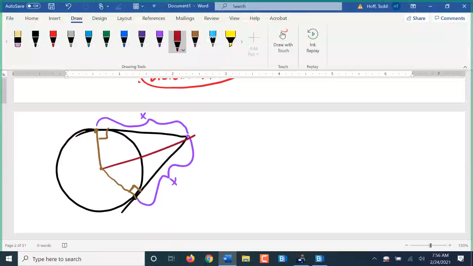If I cut it like this, I basically have the isosceles triangle situation. I know that this side is equal to itself. I know the radius is equal to the radius. I have right angles, so I have two sides of right triangles that are the same. The third side has to be the same.